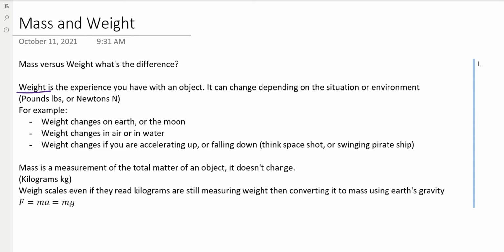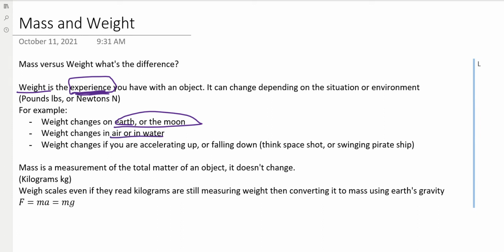So weight is the experience that you have with an object. So it's your experience. It's how you feel about it, okay? Not emotionally, but how you feel physically about it, okay? And it can change depending on the situation. So for example, most common example is that weight changes on the Earth or the Moon. So if you go to a different planet or you go to the Moon or whatever, then it will change. So that's weight, it changes.